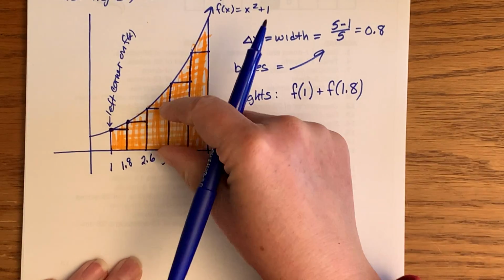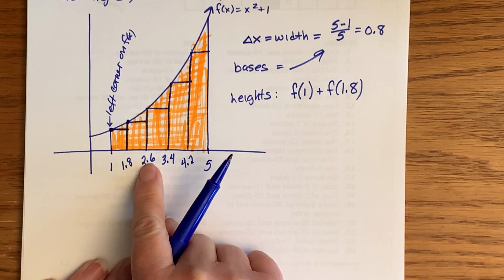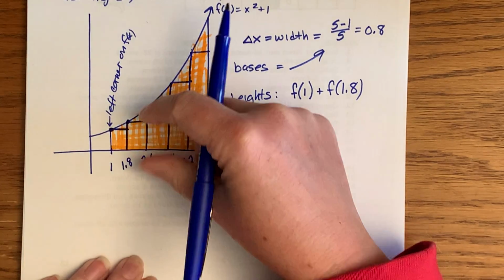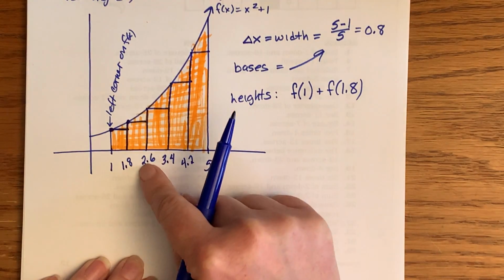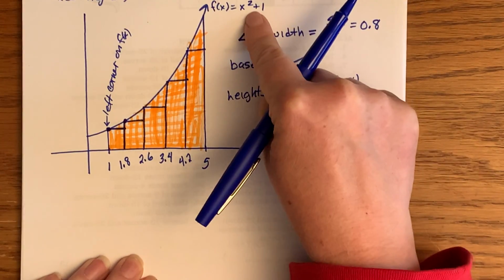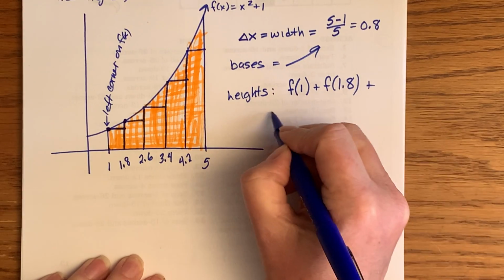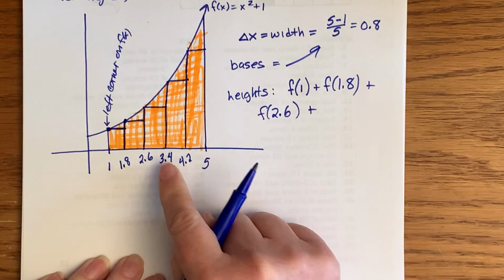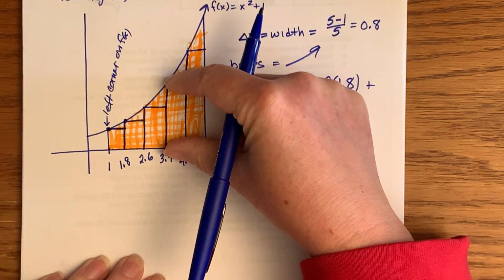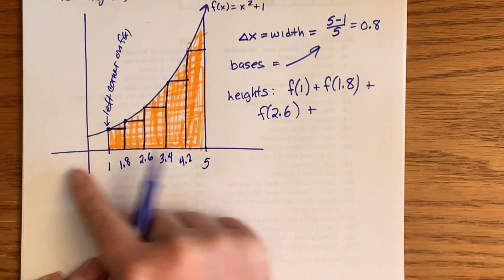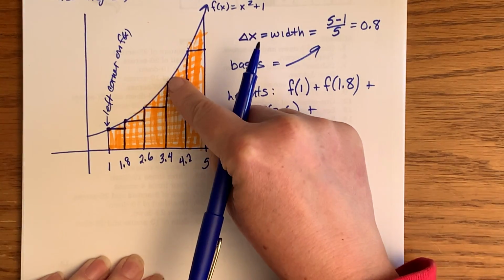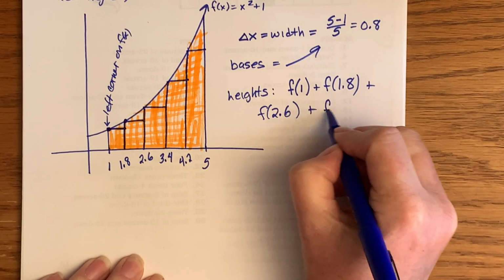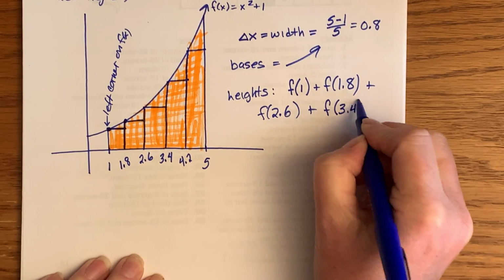And we'd keep going. The next rectangle would have a height at 2.6. The x coordinate is 2.6. The y coordinate we would get from taking 2.6 and filling it into the function. I'll put it right here. Next up, height at 3.4. The x value, the righty-leftiness of this dot, is 3.4, but the height would be the height of the parabola, f at 3.4.